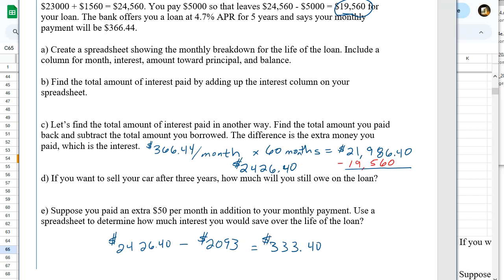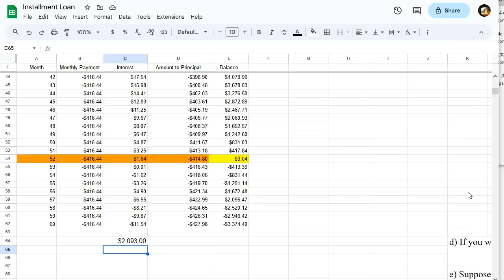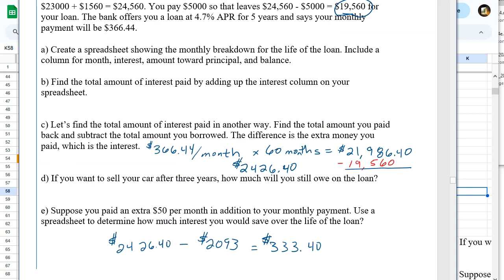All right, kind of cool. So that's one way you could calculate how much interest you saved. The other way you could calculate how much interest you saved is to find the interest this way again. Because with the extra payment, we only paid 52 months. So you could take 52 months times your monthly payment, see what that number is, subtract it off the amount you borrowed, and you should get $2,093 as well.